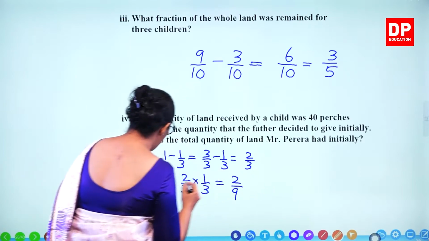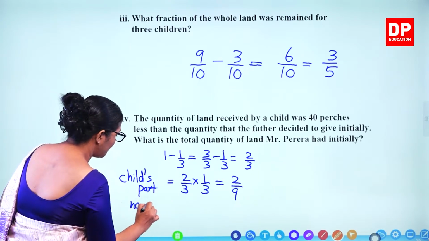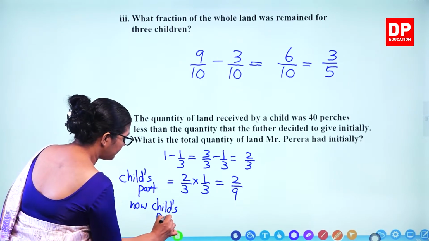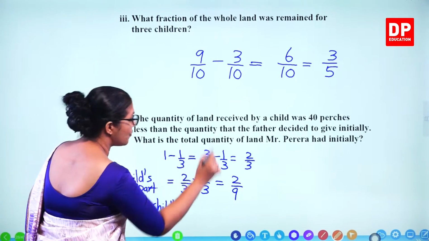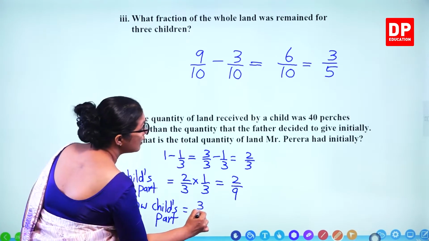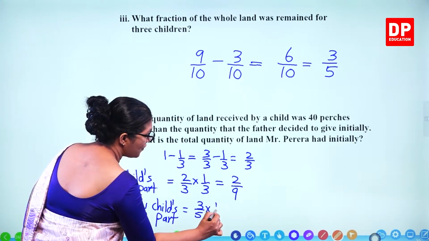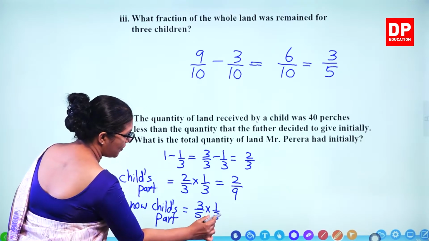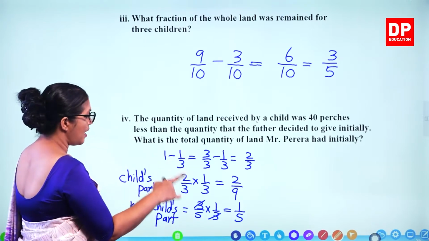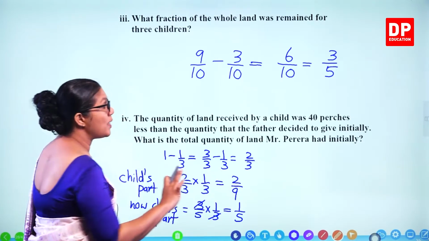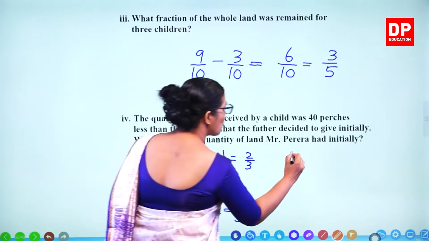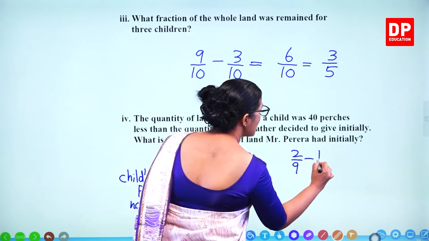So now, the child's part. 3/5 is remained. You have to divide by 3. So that means multiply by 1/3. That means 1 over 5. Now the difference between these two is equal to 40 perches. So 2 over 9 minus 1 over 5.